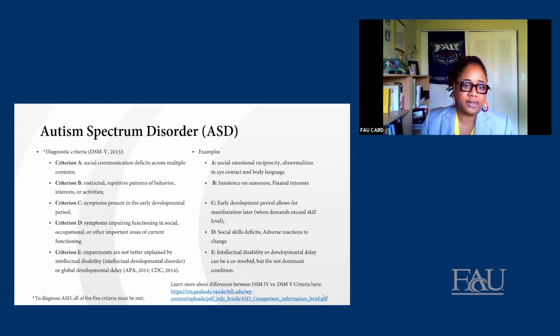Criterion D speaks to symptoms impairing functioning in social, occupational, or other important areas of current functioning. So this is where you're going to see your social skill deficits, children or young adults having adverse reactions to change, depending on their social or work environment.